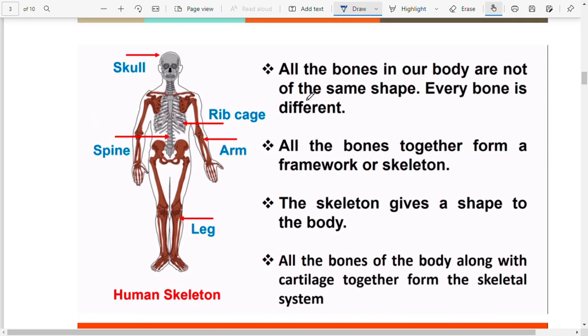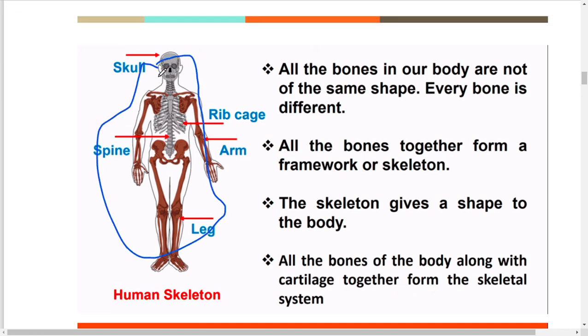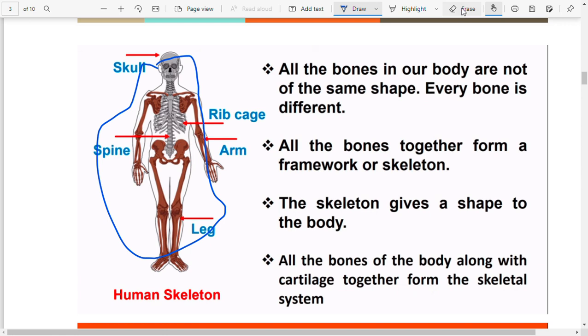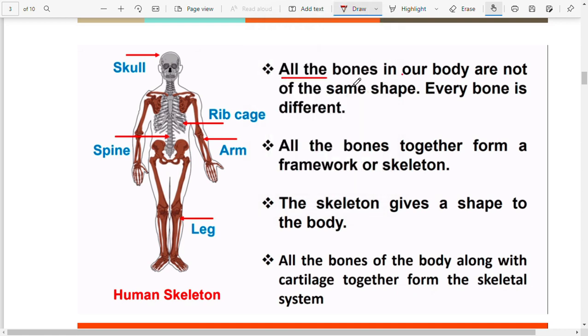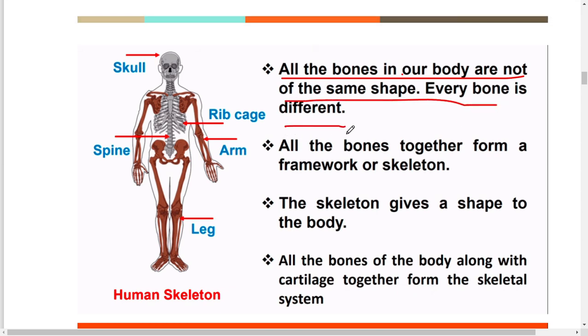All the bones in our body are not of the same shape. All the bones over here, this is your skeletal system, as you can see. They are not of the same shape. All are different. Every bone is different in shape.